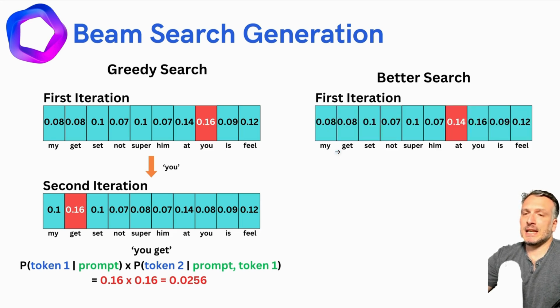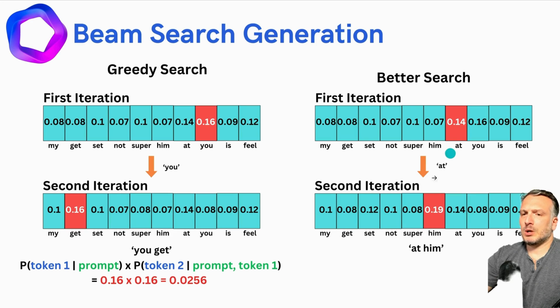Now, let's imagine that there exists a better search to find a better sentence. In the first iteration, we have the same vector that we had in the case of the greedy search. But let's assume that I choose the word "at" instead of the word "you". The word "at" has a probability of 0.14, whereas the word "you" has a higher probability of 0.16. Yet I'm going to choose the word "at" for the next iteration. I include the word "at" in the model, and in the next iteration, the model predicts a different vector of probabilities. This vector is different from the one we saw in the case of greedy search, and the reason is that we chose a different word in the first iteration.